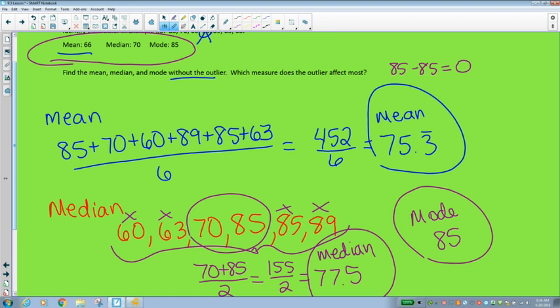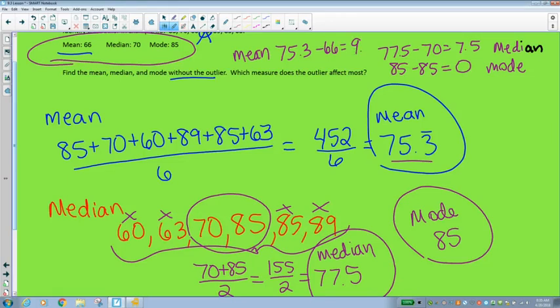The median is a difference of 77 and a half, which is what I get without the outlier, and 70, which means there's 7.5 difference between the median. I should label these mode, median. And then I have the mean, which is the difference between 75 and 3/10. I'm just going to round that to 75 and 3/10, and 66. And that's going to be a difference of 9 and 3/10.